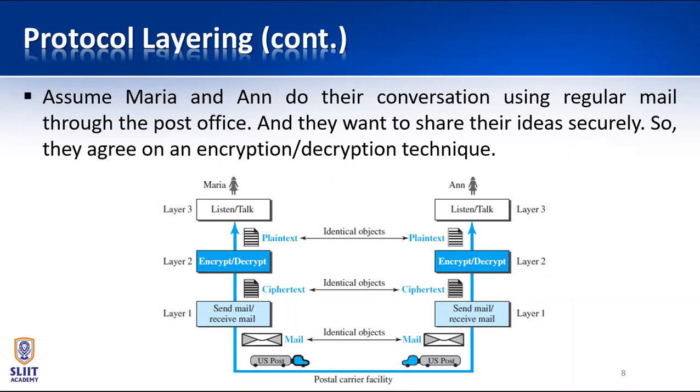So they agree on an encryption or decryption technique. Encryption and decryption techniques actually come from security. Right? Encryption means you are converting a simple message into an unreadable message. So when you convert it into an unreadable format, when you get the message, again you have to convert it back to the normal message, right? Readable format. So that is the decryption process, right? So we have two new terms, encryption and decryption.